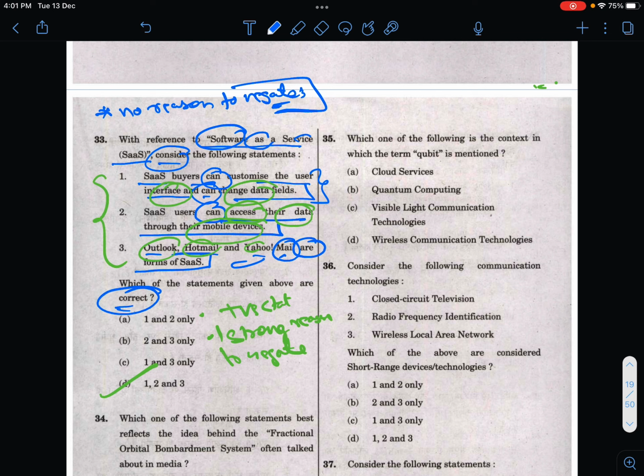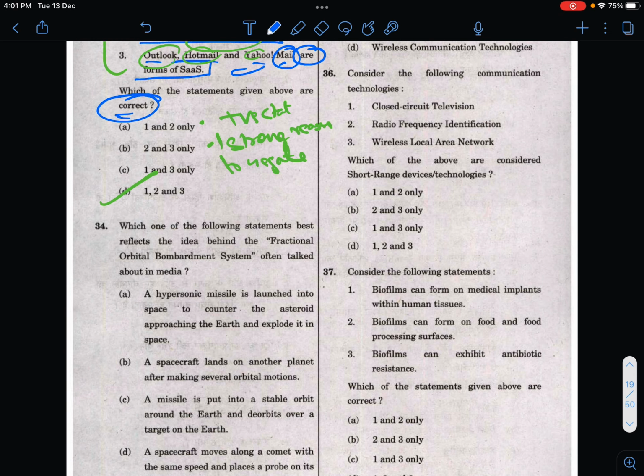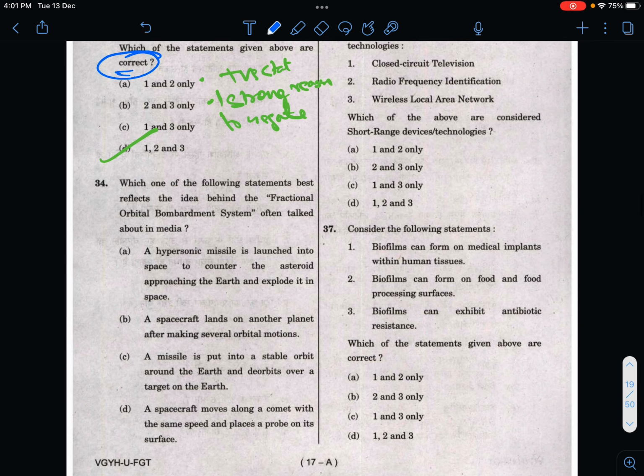one after the other. So let's see question number 34 and see if our dictums get us to the right answer or not. This was a beautiful question. I really enjoyed solving this question in the examination hall. So the question says, which one of the following statements best reflects the idea behind the fractional orbital bombardment system, often talked about in media? Personally, I haven't heard of this idea before. So I see 3 keywords. First is fractional, second is orbital, and third is bombardment system.